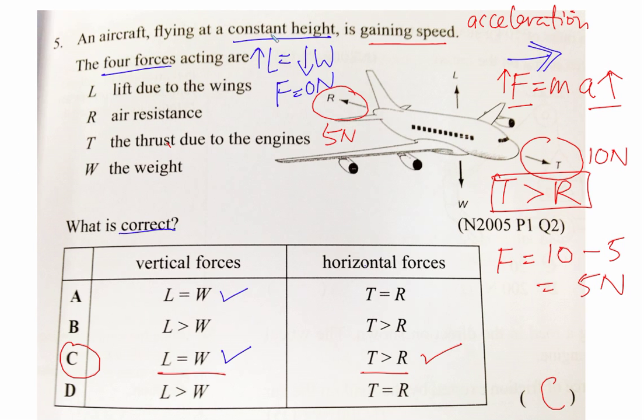This was part 1, constant height, where the vertical forces are the same, and the second part, which is acceleration. For me to have an acceleration, my F must be greater than 0. So this is a very important concept for this question. Okay, that's all.